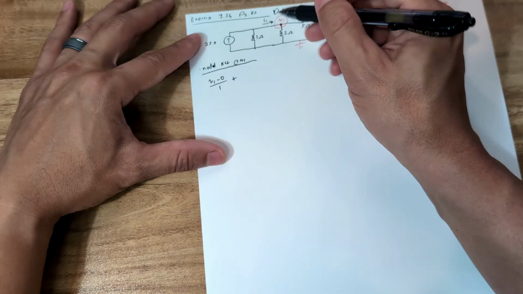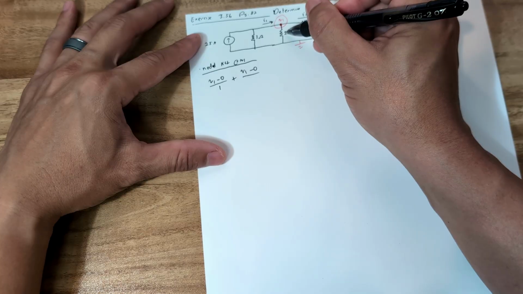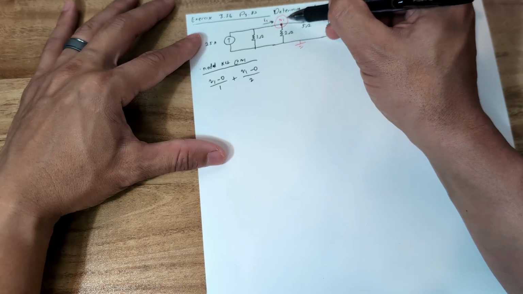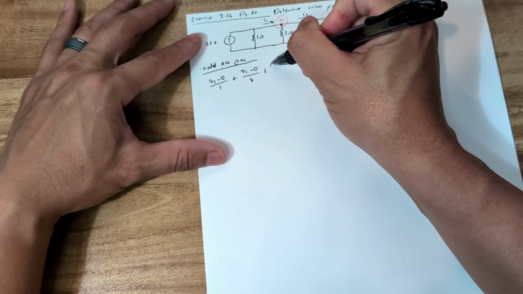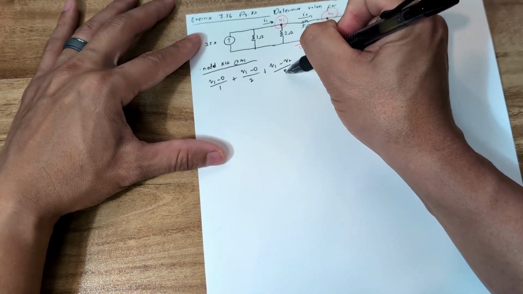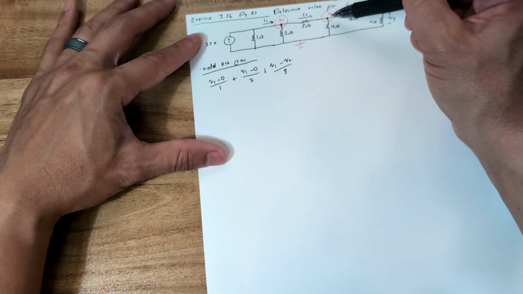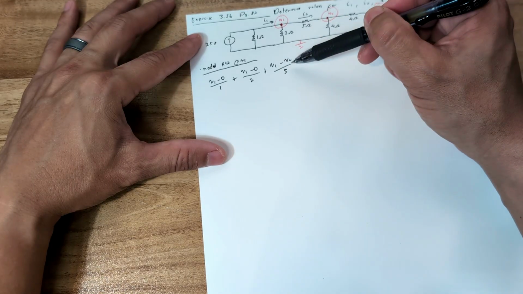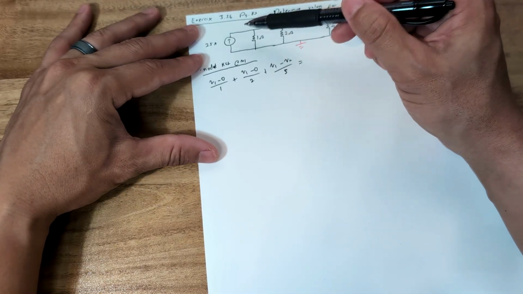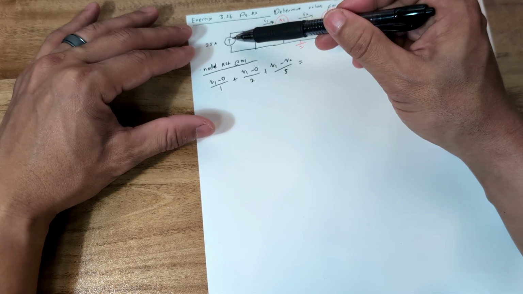Plus V1 minus 0, again, over this 2 ohm resistor. So it's the current going out of here, the current going out of here, and then the current going out of here. Plus V1 minus V2 divided by 5 ohms. So it's the current going out of the 5 ohms, V1 minus V2 over 5 ohms. That equals the current that's coming in from any sources, whether it's a dependent source or an independent source.